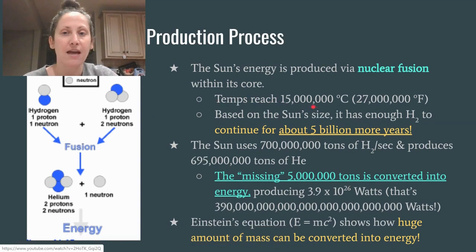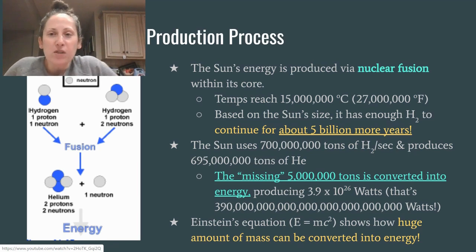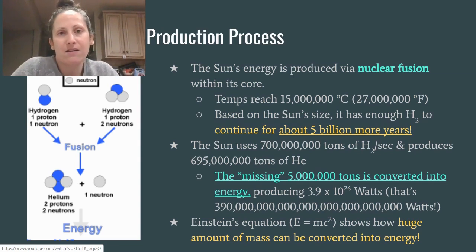The temperatures, in order for that to happen, have to be roughly around 27 million degrees Fahrenheit. Again, a number that's kind of beyond comprehension for us because boiling water is 100 degrees Celsius, 212 Fahrenheit, and that scalds us. Water cooler than that, frankly, scalds us. So the idea of 27 million degrees Fahrenheit, again, is astronomical, literally. Based on the size of the sun, it's got enough hydrogen to last for roughly about 5 billion more years. So we won't be here when the sun kind of goes into its death throes, if you will.